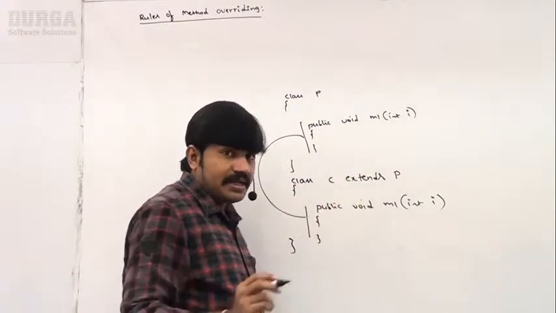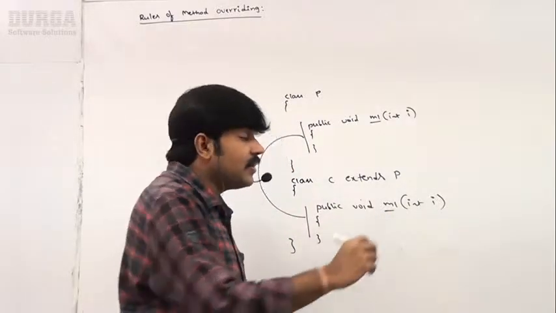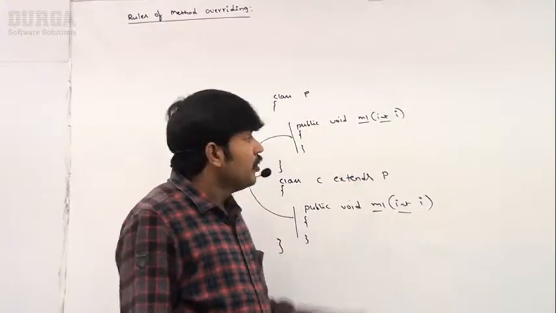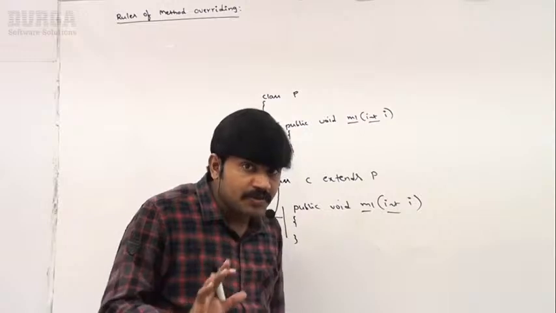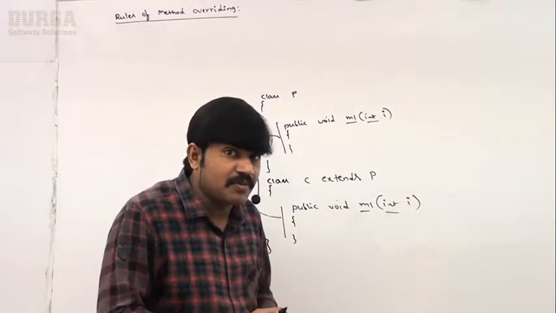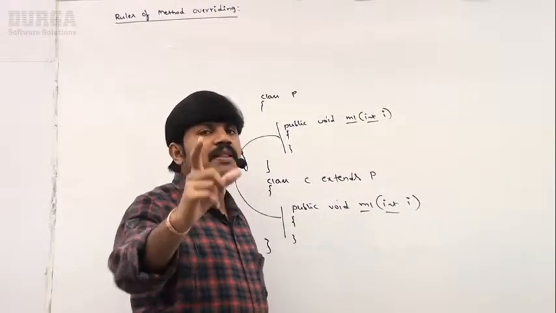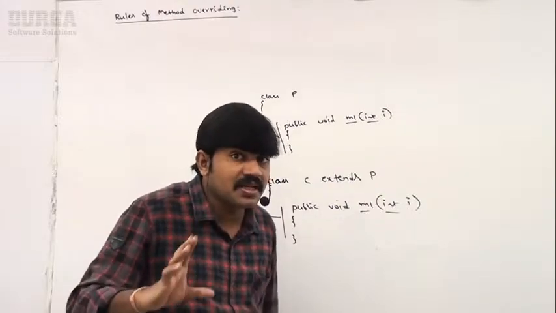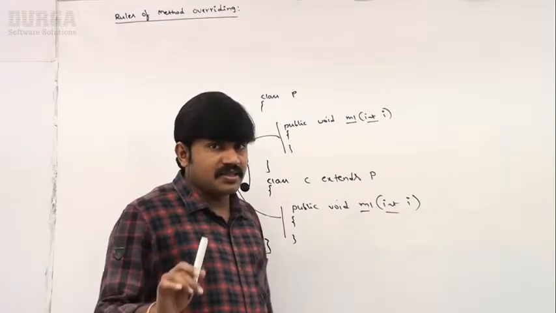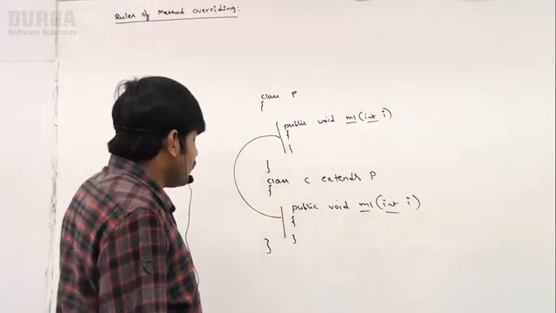In overriding, method names must be the same, and argument types must be the same, including order also. Method name must be the same, argument types must be the same. So method name followed by argument types is nothing but what? Method signature. Correct or not? So in overriding, method signatures must be the same. Method signatures must match. This is rule number 1. Remember, right? Sir, what is the second rule?